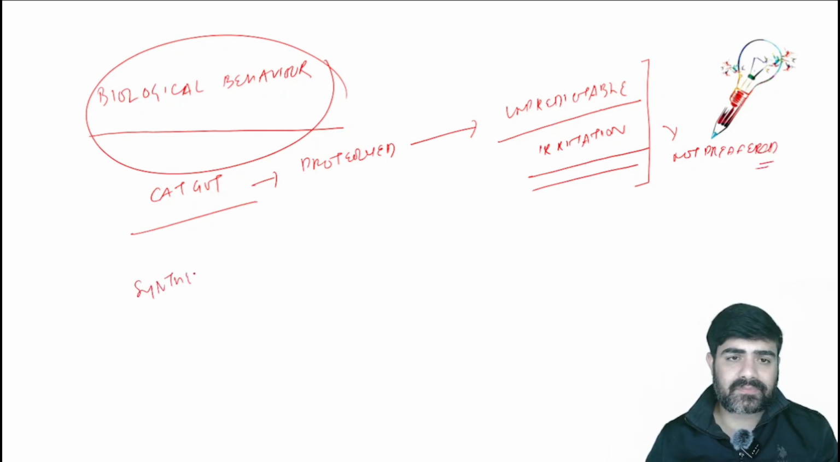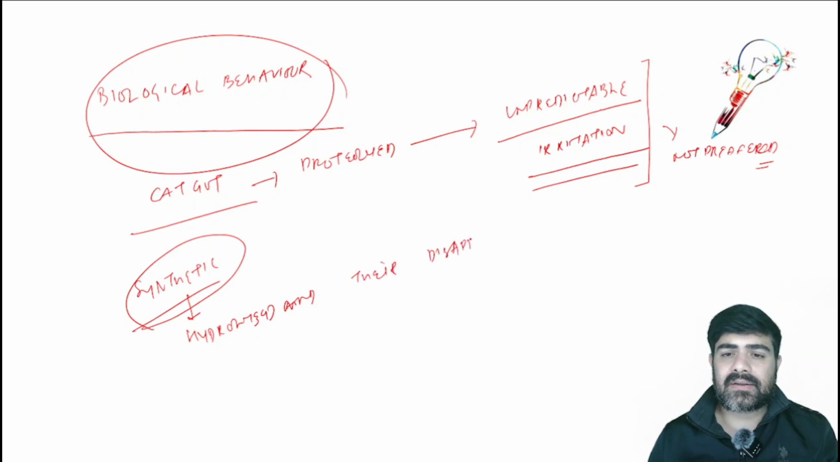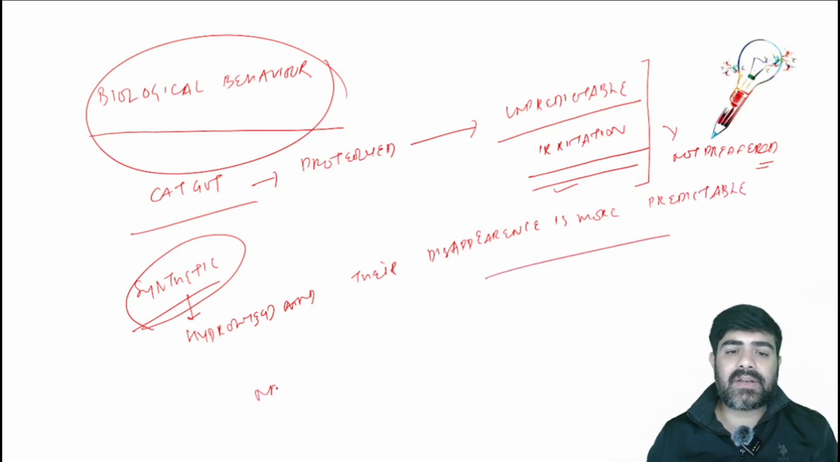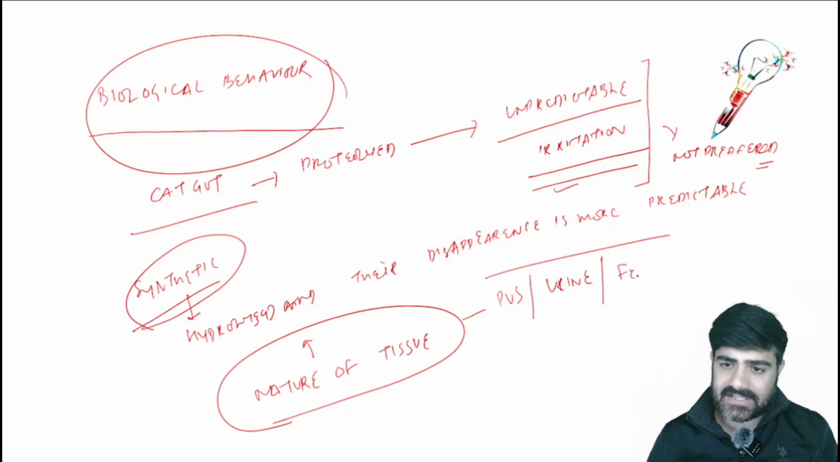Synthetic sutures, the man-made sutures, are hydrolyzed, and their disappearance is more predictable. The nature of the tissue also alters the biological behavior. If there is presence of pus, urine or feces, they alter the biological behavior of the suture.